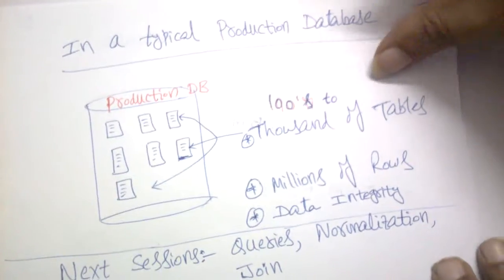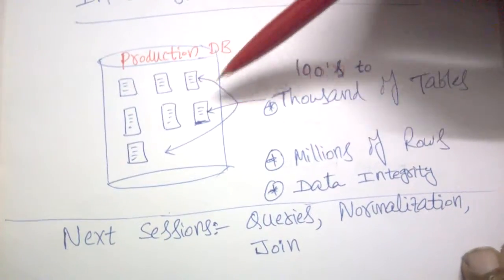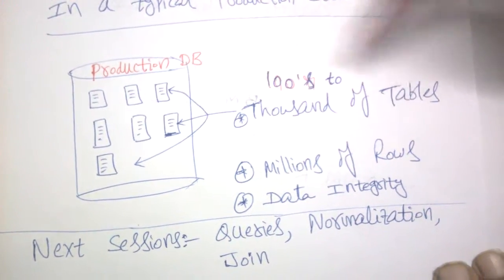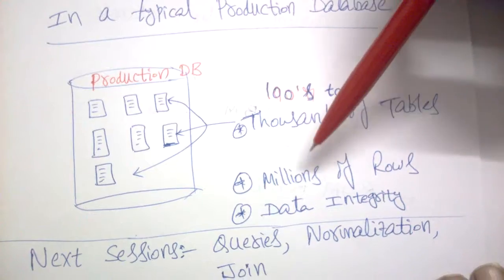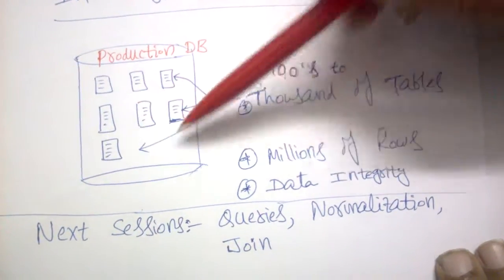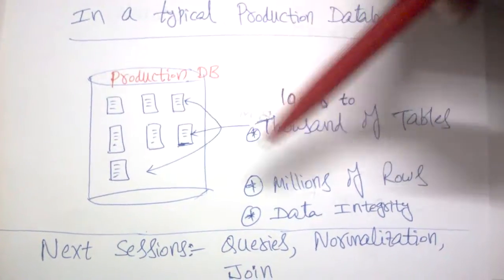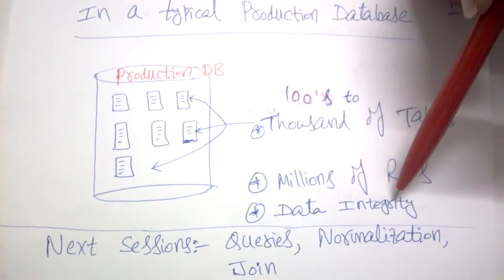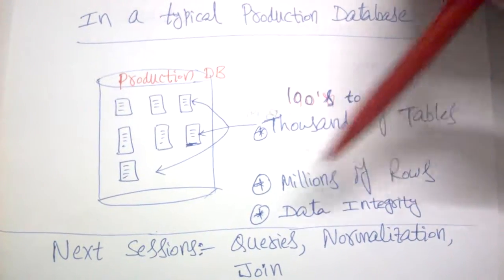Now, in a typical production database, such as an ERP database, we'll have hundreds to thousands of tables, and there are going to be millions of rows. And across all these tables, all the rows and all data, entire data integrity has to be maintained. So that's the beauty of it. We will look at it in a later session.